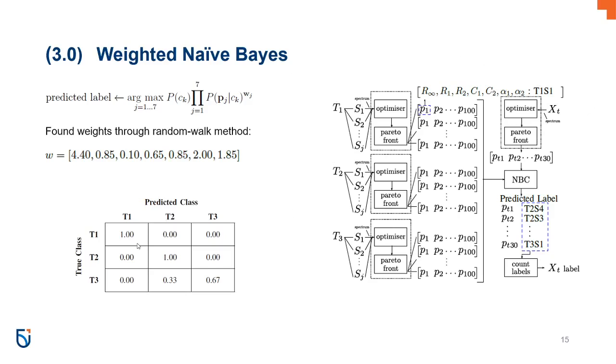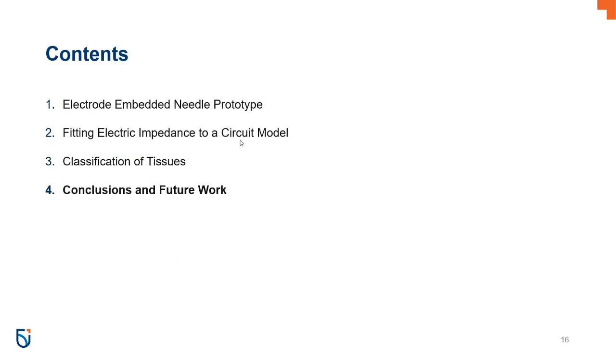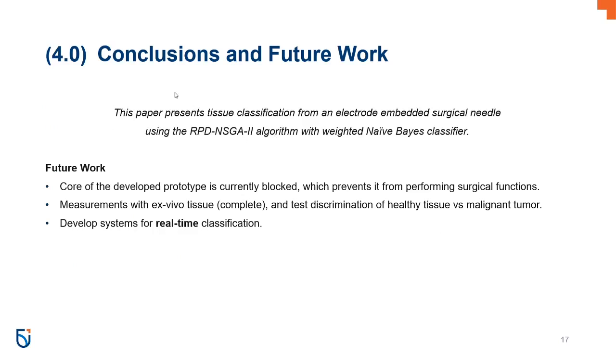Overall, you can see our results at the bottom here, where for tissue 1 and tissue 2, we achieved perfect classification. Tissue 3 struggled somewhat, sometimes misidentifying some of its samples as tissue 2. So in conclusion, this paper has presented tissue classification from an electrode-embedded surgical needle using the RPD-NSGA-II algorithm with a weighted naive Bayes classifier. So there is some future work that needs to be done.